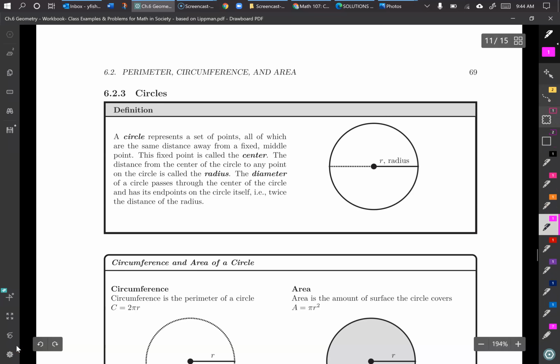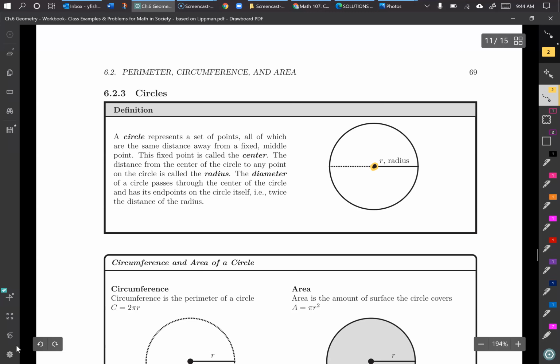In this video, we're going to start with going over circles, the circumference and area, and then we're going to look at the volume of some different shapes. So for a circle, we have a set of points, all of which are the same distance away from a fixed middle point. Okay, so we have them all going around like that. The fixed point is called the center, right here.